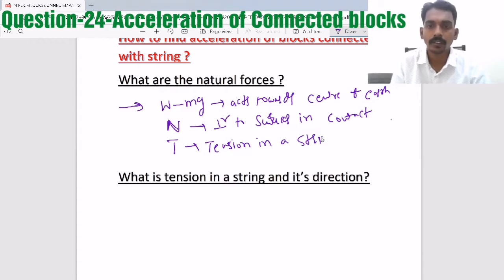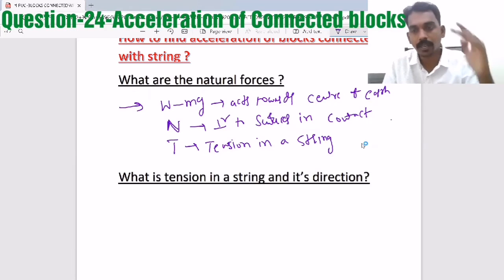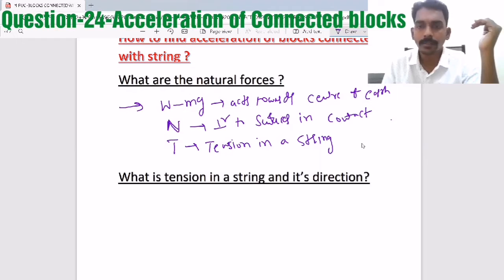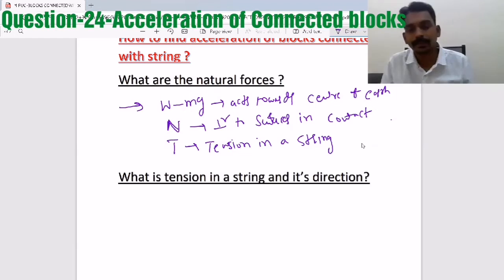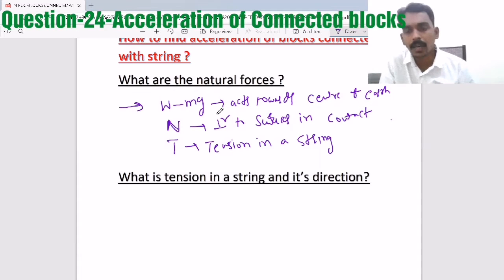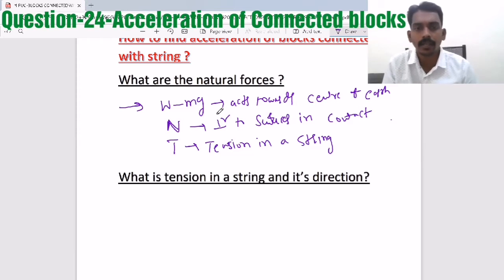If the string is attached upside to the block, then the tension direction is upward. If the string is connected downside, then the tension is downward. If the string is connected on the left side, it is leftward, like that. Most of the time they mention that the string is light and inextensible, then the tension is the same everywhere. If the string has some mass, which means they did not mention a light string, then the tension is not the same everywhere. Tension is different at different points. So these are the things you need to remember.